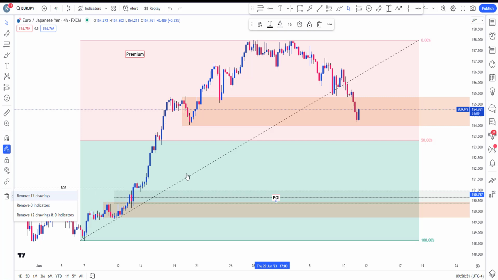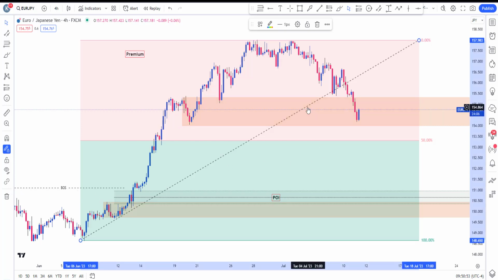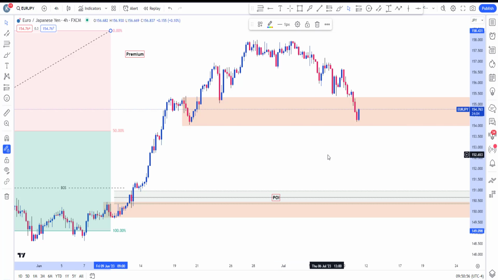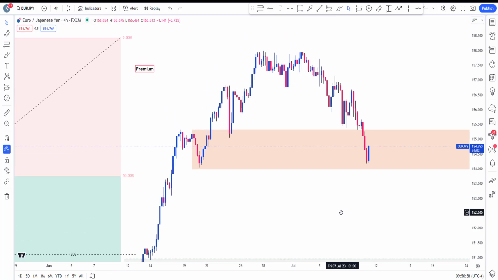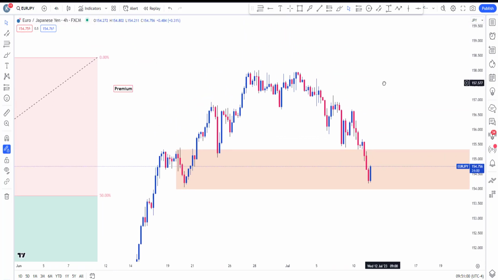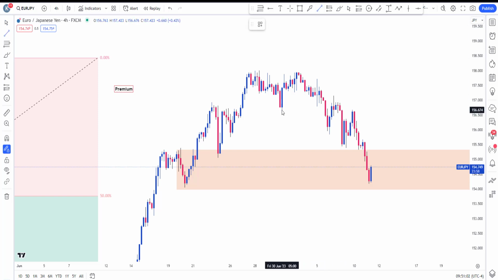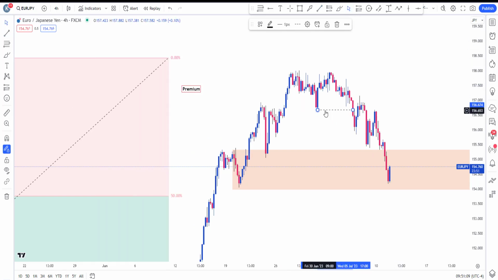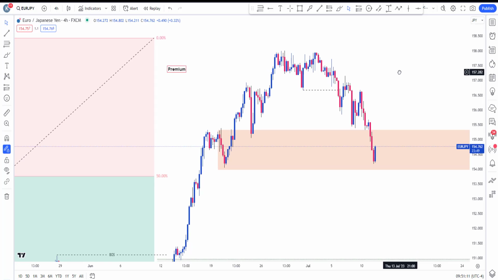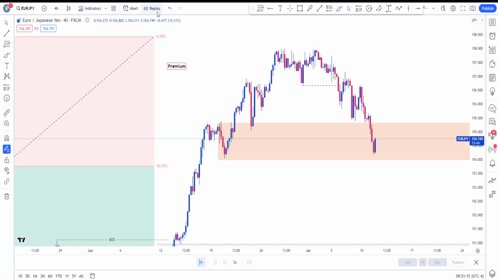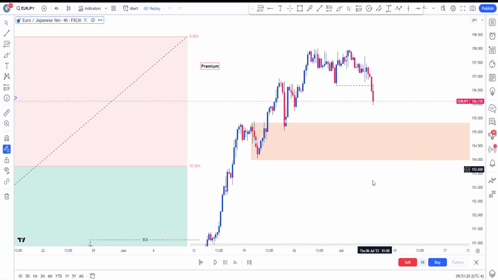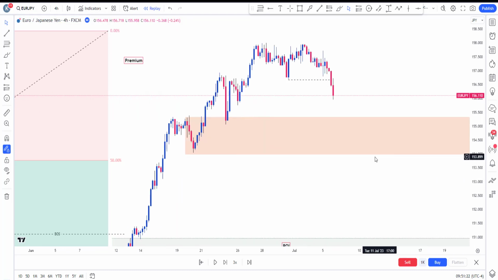Let me just delete this premium and discount level, or take it away from there. So look at what is happening from the 4-hour time frame. We have a shift in market structure right here. After seeing this shift in market structure from the 4-hour, assuming I want to take a trade, I want to patiently watch price to do something that I'm looking for. So this is it.